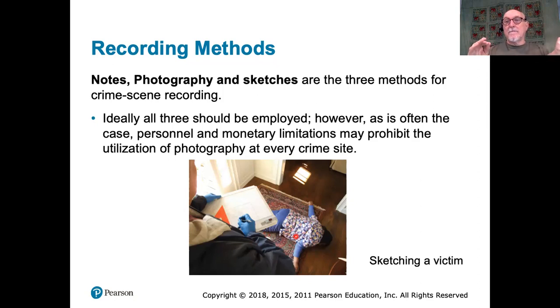There may be limitations to what people can do, but it is usual that all three of these are utilized, especially at the scene of violent crime. Photography may be omitted at scenes of assault or robbery, where it's not going to add really to the evidentiary story, but it becomes essential in cases of murder and of serious crime.